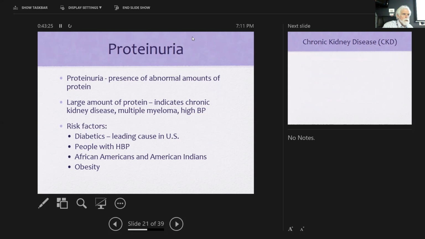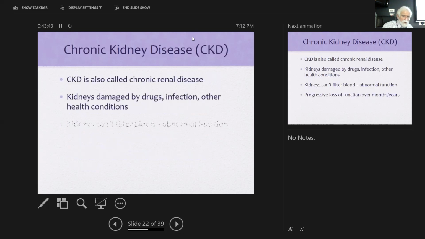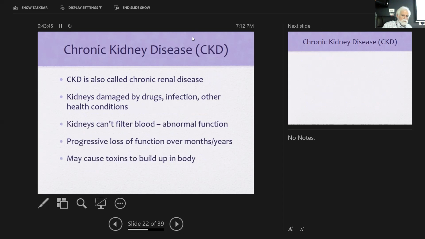This may be something that comes out of long-term dietary differences among those populations. From the sources of protein. There's a lot of speculation about that. Finally, obesity is a major one. Chronic kidney disease is the real nasty guy, known as chronic renal disease as well. There's lots of things that can happen.